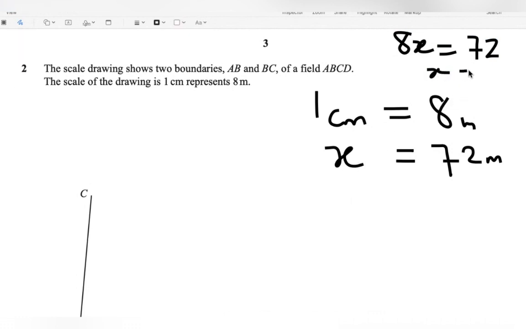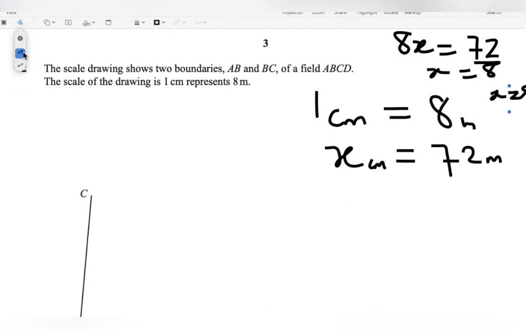What you will draw will be how many centimeters? X centimeters will be what? We have 72 divided by 8. When you divide 72 by 8, what do you get? 9, right? So x is equal to 9 centimeters.